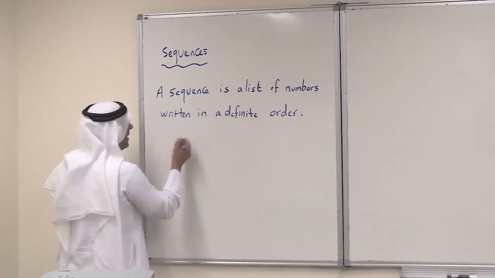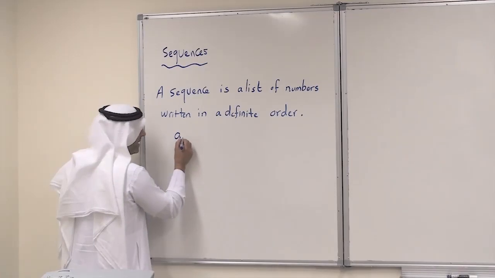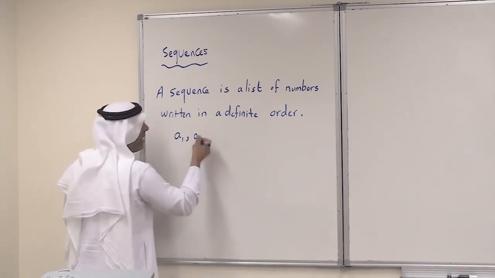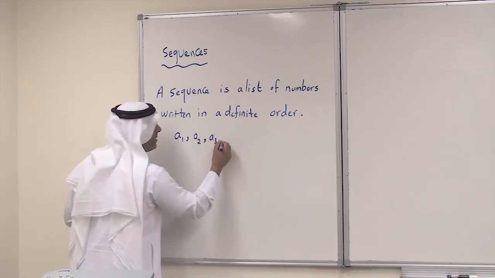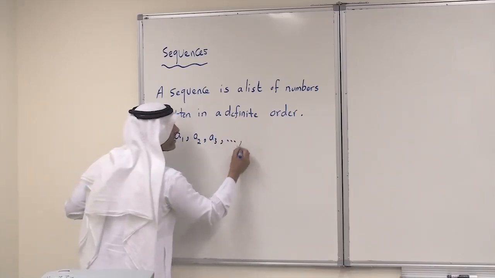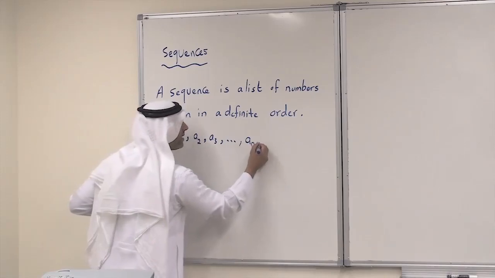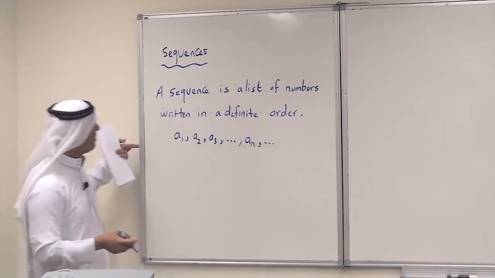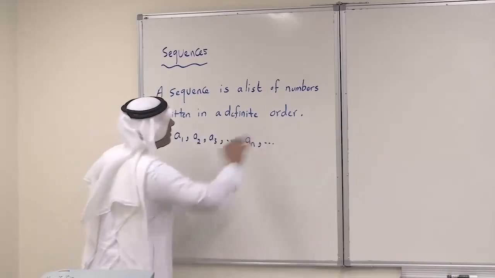So, assume we are taking readings. We say, this is my first reading, A1. This is my second reading, A2, and so on. These are numbers listed here, like A3, but with a definite order. For example, this is the nth reading, and so on. This is called an infinite sequence because we have a sequence with an infinite number of readings.